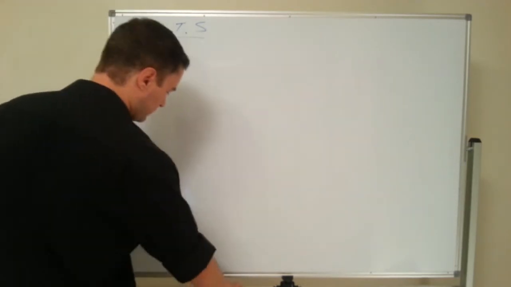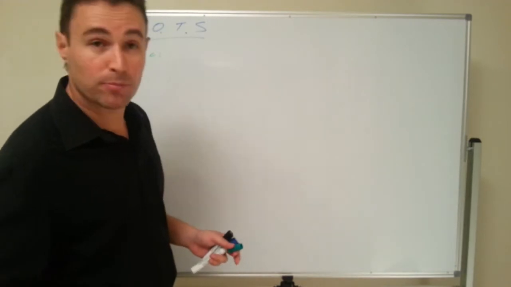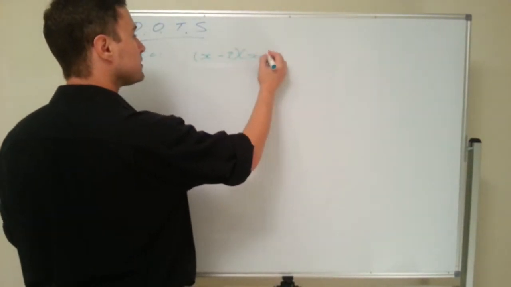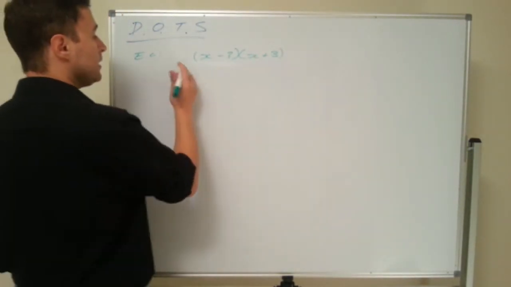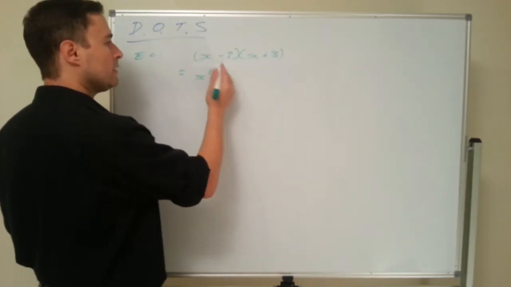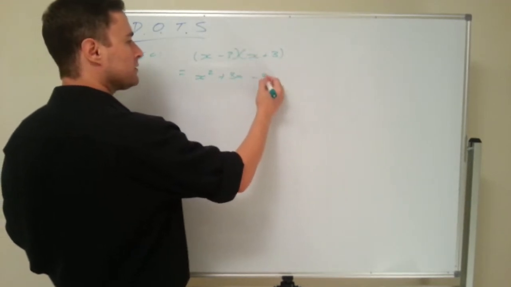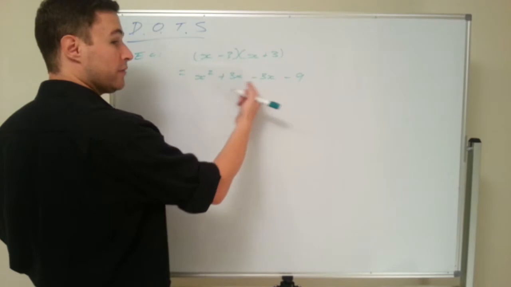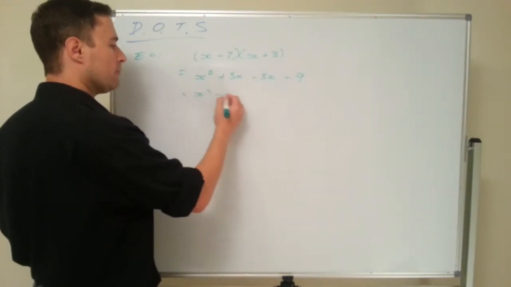So, e.g., x minus 3, x plus 3. Now, I did this in the previous video. If you want to do FOIL, let's just do it long-winded and we'll get to the shortcut. First times first, x squared. Outer times outer, plus 3x. Inner times inner, minus 3x. Last times last, minus 9. Those two get rid of each other. 3x minus 3x, nothing. I've got x squared minus 9.